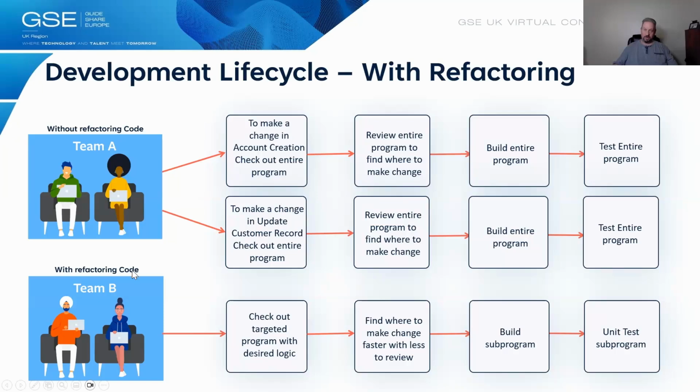But if I have refactored my code and broken it down into smaller chunks, smaller pieces, then I am able to check out the single module where I'm trying to make my change. Let's say again, it's account creation. Now I have less code to review and less jungle to cut through, for lack of a better term, to find where I'm going to make my changes.